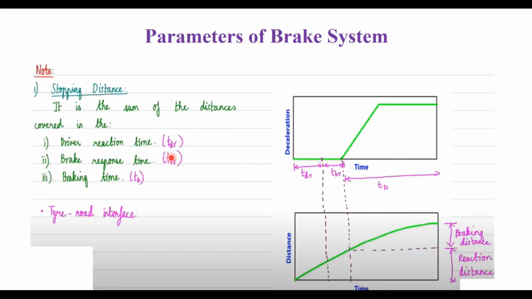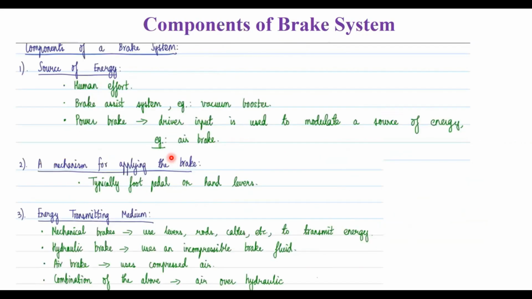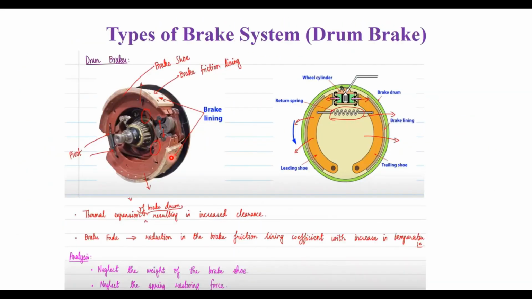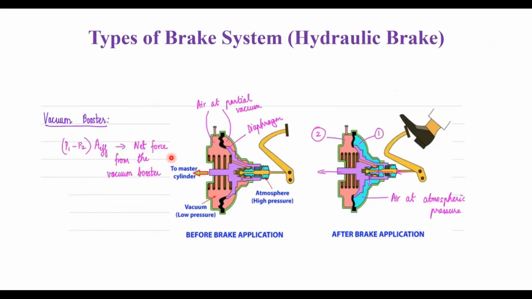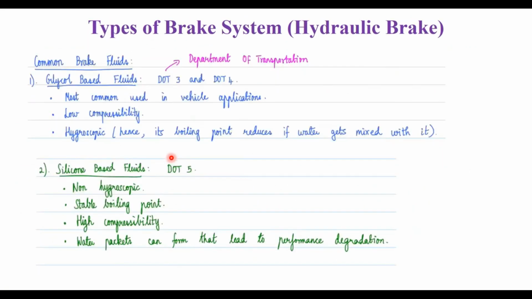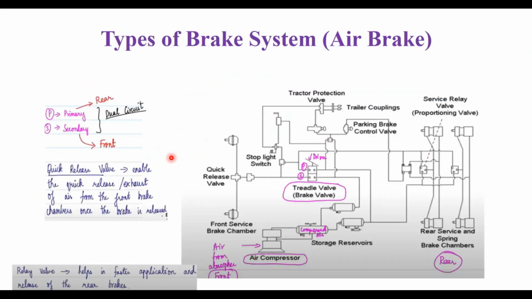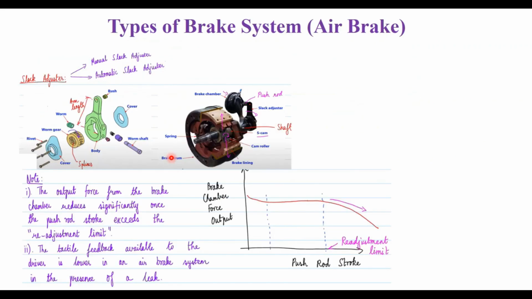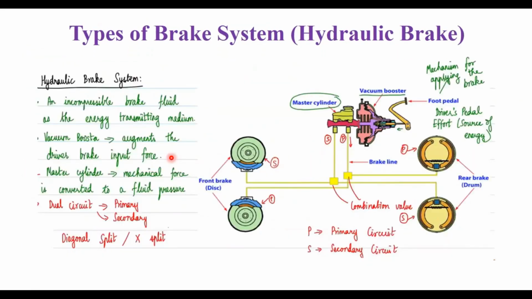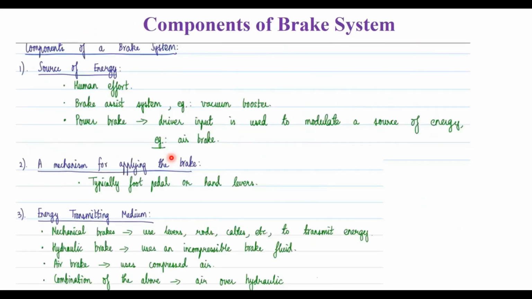Then after that, we'll see the different parameters of the brake system and what are the different components of the brake system, and we'll see some brake application. We are not going to see complete brake systems today. So we'll see drum brake, and then the disc brake, and then the hydraulic brake system, and then we'll also see the air brake system as well. And the ABS we will see in the next class. Okay, so these things you will see today. Let's have a short break.